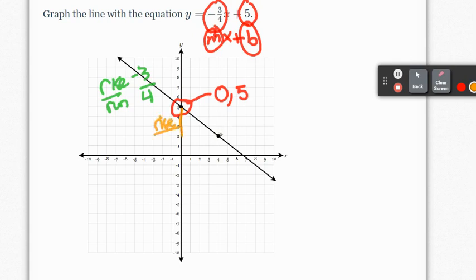We rise down, even though the word rise prompts our brain to say go up, it's a negative rise. You go down, and then you always run to the right. Run to the right. And that's where people get messed up, is they reverse. They run to the left, or something. You could actually rise up 3 and then run left 4. That would work also, but I like to keep it consistent.